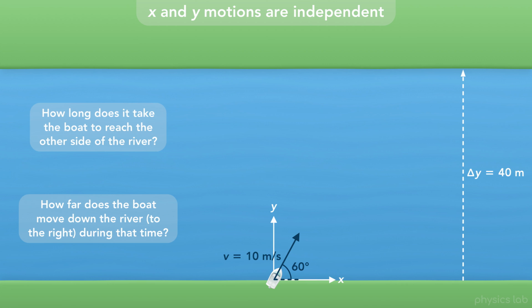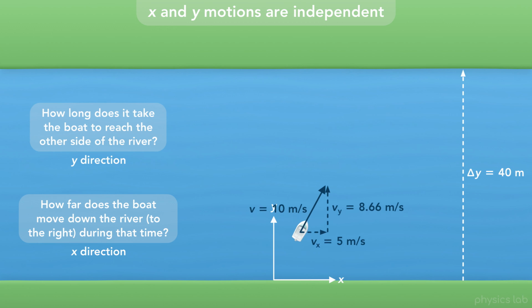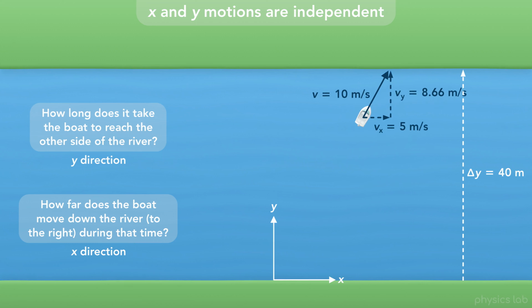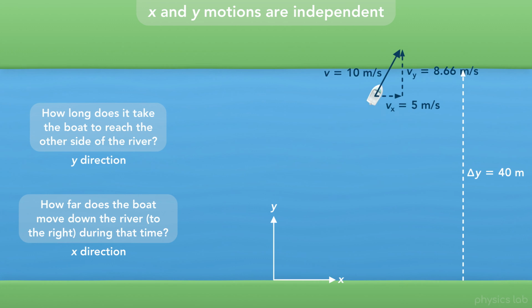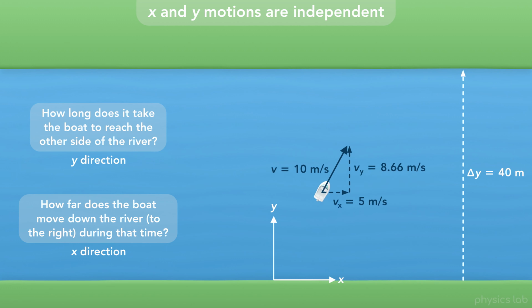So we're given the boat's velocity as a vector with a magnitude and a direction. But we're being asked about the motion in the x direction and the y direction separately. This is where x and y components are useful. We'll skip the math for this example, but if we use the magnitude, the angle, and the trig functions, we can find the x and y components of the velocity vector. As the boat moves, it's traveling 8.66 meters per second upwards, straight across the river, and it's moving 5 meters per second to the right along the river.